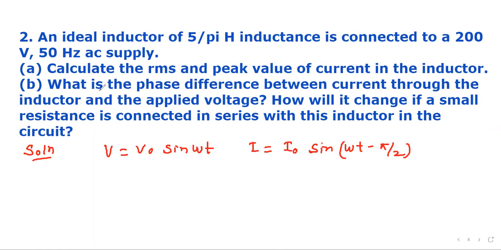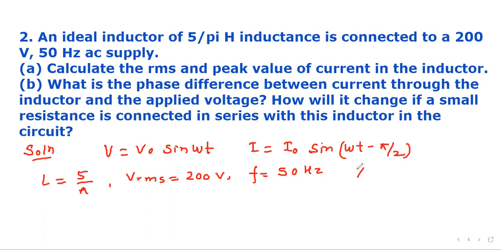Now, the question has certain information. Let's write it and then we'll try to solve. L is given as 5 upon pi Henry, VRMS or ERMS is given as 200 volt. Frequency is given as 50 hertz.